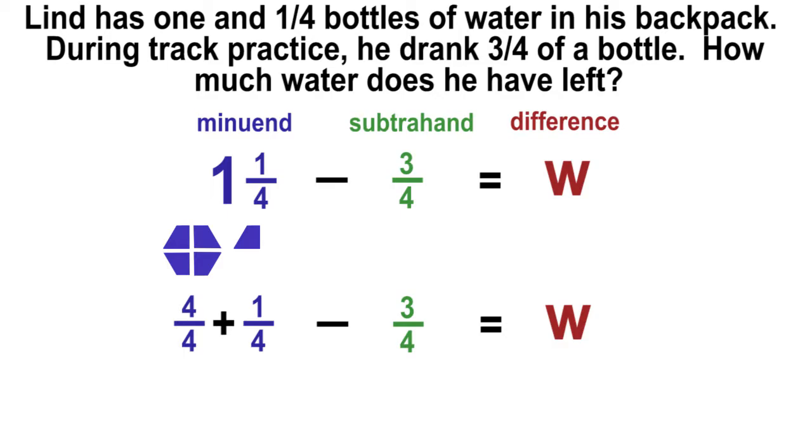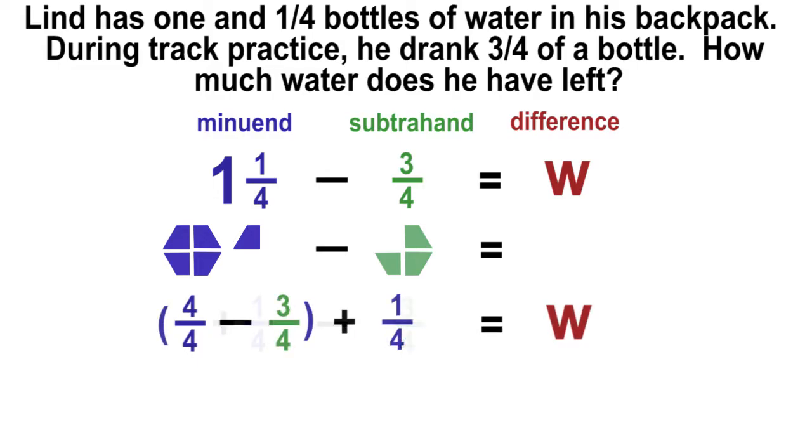One way to subtract would be to take the subtrahend of 3/4 away from the whole in the minuend. This is shown on the model by removing 3 of the 1/4 size pieces from the whole. Numerically, the equation would read 4/4 minus 3/4 in parentheses, plus 1/4 equals W. There is 1/4 left from the whole plus the 1/4 initial fractional piece for a total of 2/4. W equals 2/4 of a water bottle left.